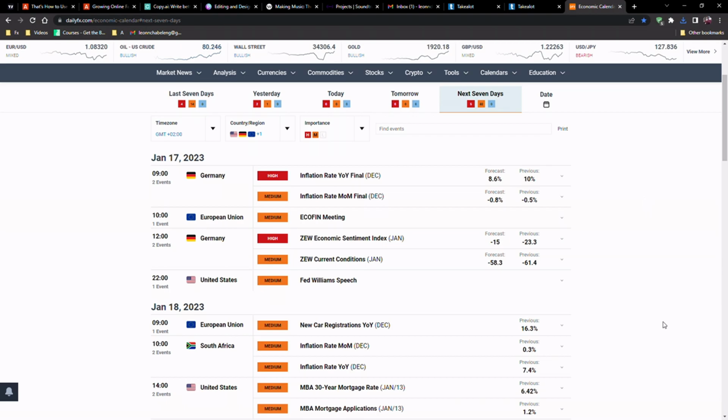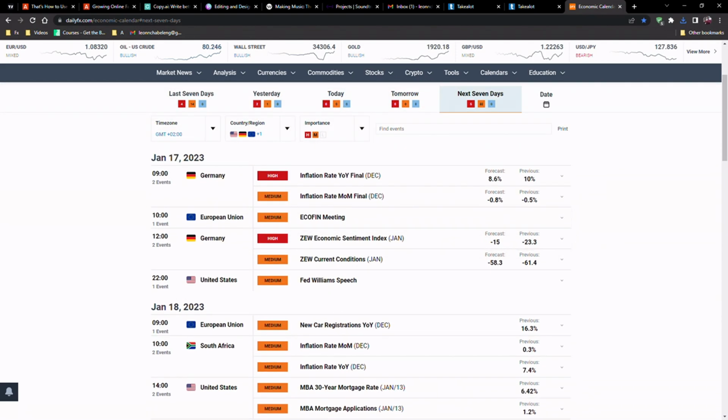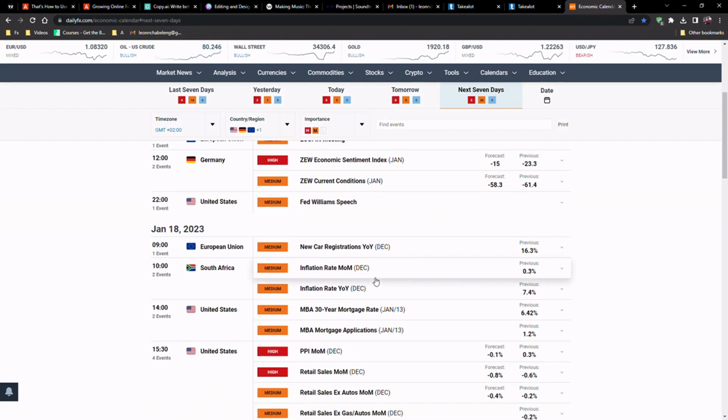Taking a look at the fundamentals that we might have throughout the week. On Monday we don't have anything. On Tuesday for Germany we have the inflation rate, and then the economic sentiment, and then the Fed Williams speech. For the United States we just have to be on the lookout for that. I don't think it will have that much of an impact, but the Fed speeches do usually have impacts.